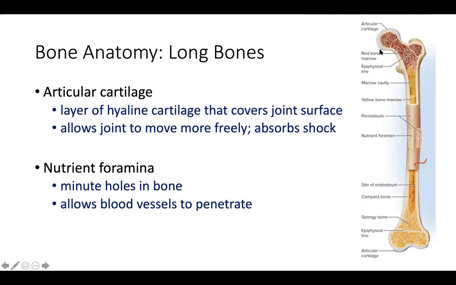It's hyaline cartilage, which is that cartilage where the matrix is amorphous, with cells dotted through this amorphous matrix. It allows for the joint to move a little bit more freely, and then it also absorbs shock. So the connection point of your femur and your hip bone isn't just bone on bone. There's some cartilage in between there to absorb some shock, which is very important.